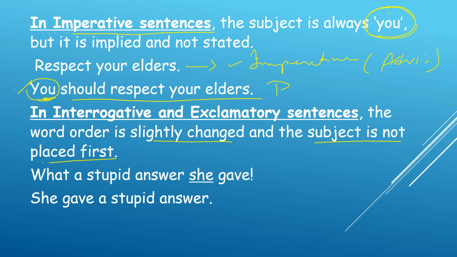Just like in an assertive sentence, the subject may be somewhere else. For example, this is an example of an exclamatory sentence: What a stupid answer she gave. If we transform this sentence into assertive, it will be: She gave a stupid answer. So who is our doer? She. So she is the subject. So it may be possible that the subject is in any other place rather than in the beginning of the sentence.